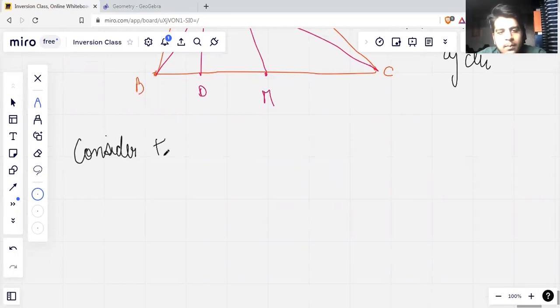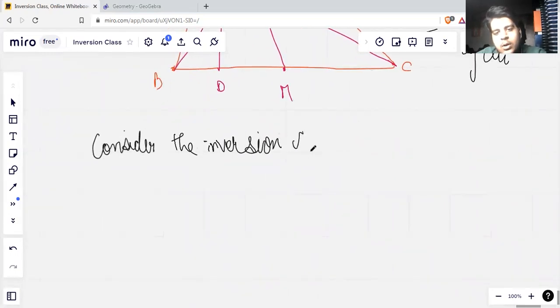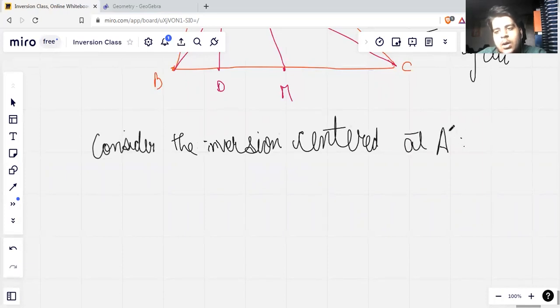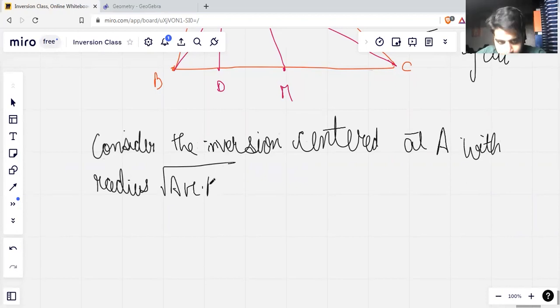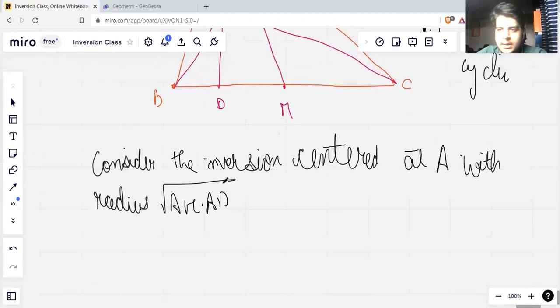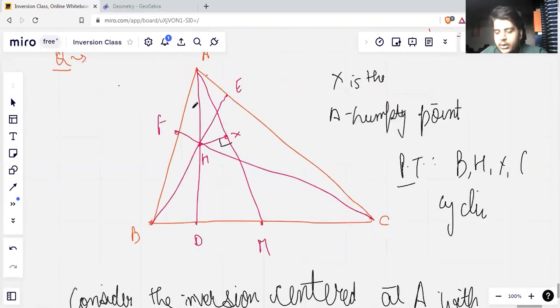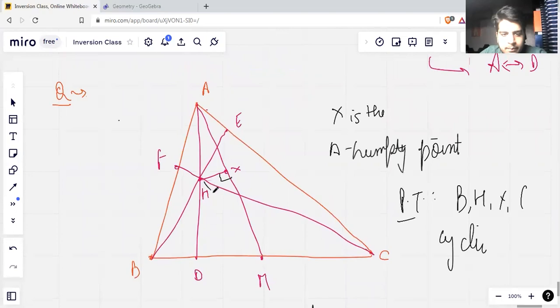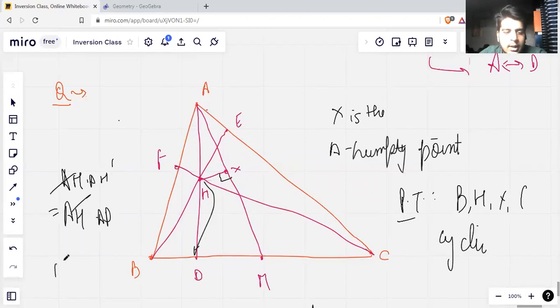Consider the inversion centered at A with radius root of AH into A. Excuse me, no. So what this inversion does is it sends H to D, because AH into AH dash should be AH into AD. So H dash is equal to D.